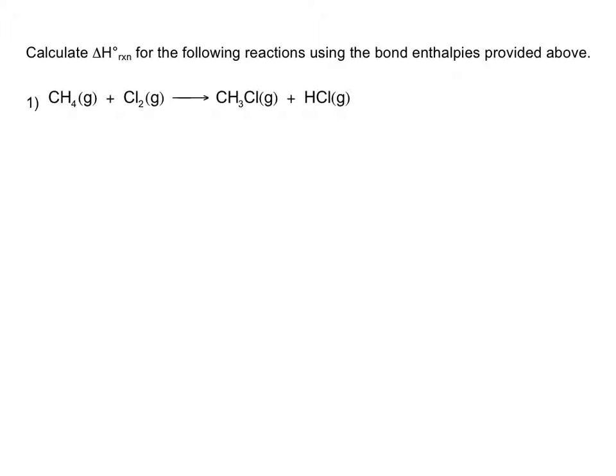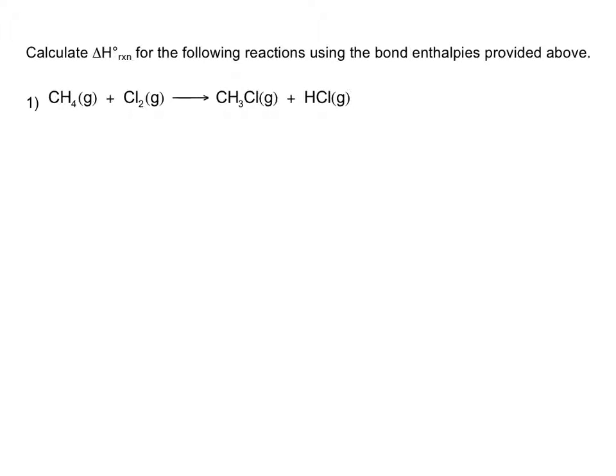All right, so now let's do some practice problems using that equation. We have two problems here. Calculate the delta H of reaction for the following reactions using the bond enthalpies provided above. In order to do this, we first have to know what the structures are so that we can tell what bonds are broken and formed. So first, let's draw the Lewis structure for each of these compounds.